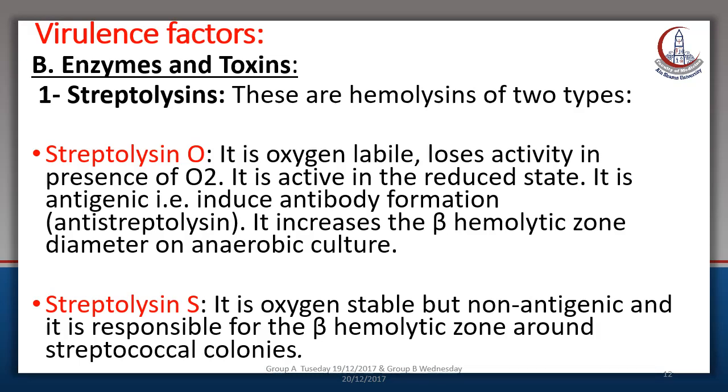It is antigenic, meaning it induces antibody formation, which is anti-streptolysin O. Also, it increases the beta hemolytic zone diameter in anaerobic culture. Streptolysin S is oxygen stable, but it is non-antigenic. It is responsible for the beta hemolytic zone around streptococcal colonies.